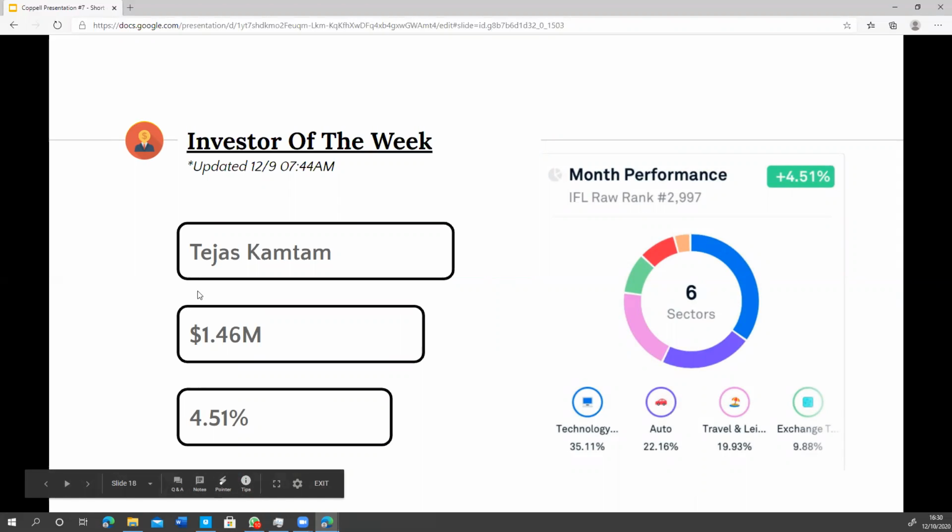So the investor of the week is Tejas. He has a capital of 1.46 million with a profit of 4.51%. Nice.